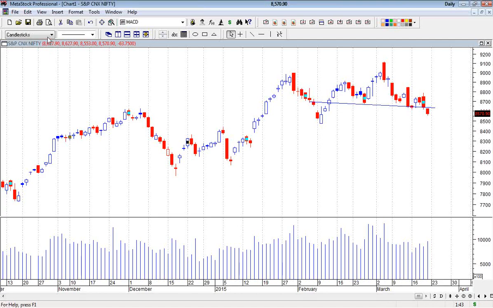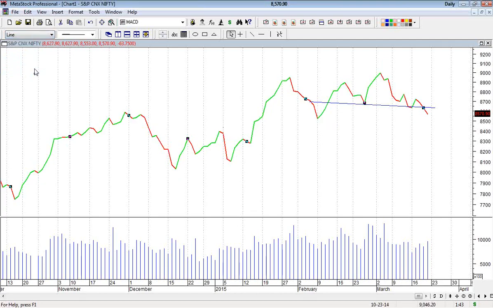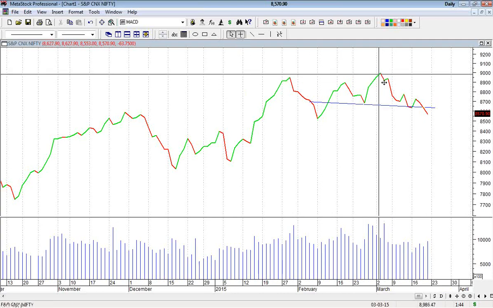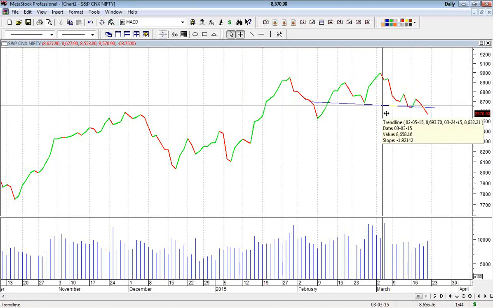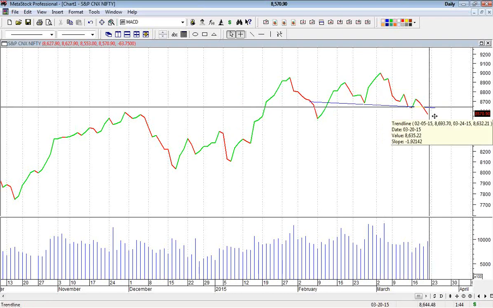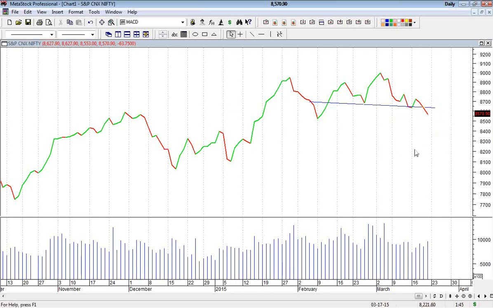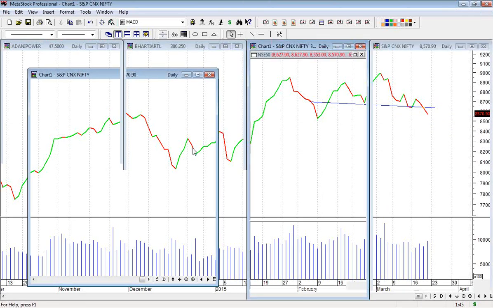And if we make this a line chart, now it looks much better. You can see that the volume has picked up a little bit, and if you're talking about measuring implications, then we're talking from about, say, 9,000 to 8,650, so 350 points. 8,650 minus 350 is 8,300, which is basically 8,250.